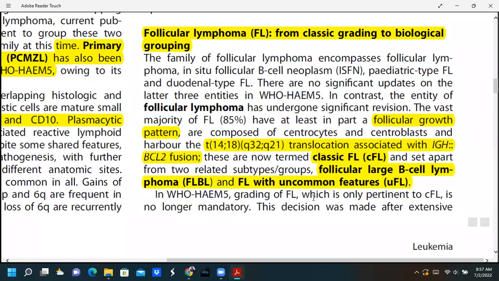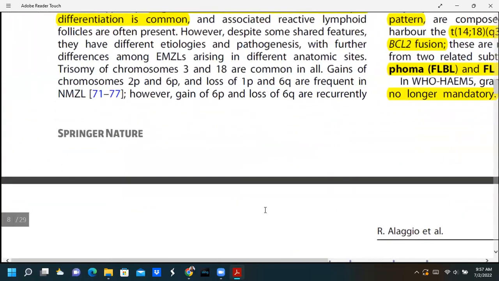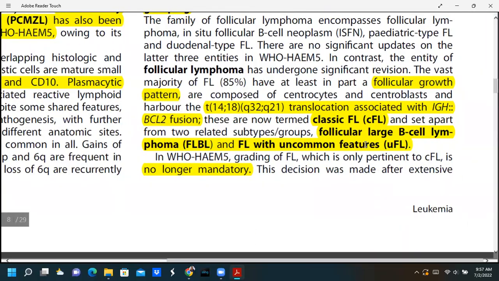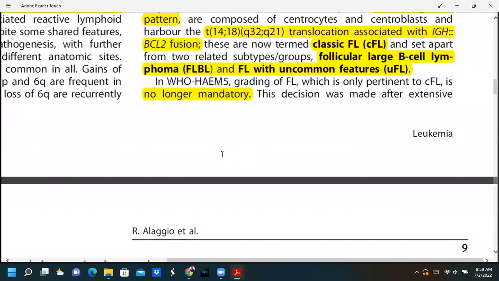WHO Heme 5 grading, which is only pertinent to classic, is no longer mandatory. So we used to have in our top lines follicular lymphoma low grade and follicular lymphoma high grade, grade 3, grade 3A, grade 3B. Apparently, we don't have to do it anymore. I mean, you can, your clinicians might still ask for it, but it is no longer mandatory. And actually, if you look, the low grade types are more the classic types, and the high grade types have separated out as follicular large B-cell lymphoma. So that's more of what it will be encompassing.